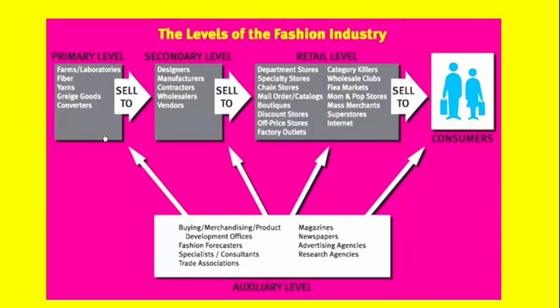And that's when we introduce the auxiliary level. So buyers, merchandisers, product developers would deal with contractors, wholesalers, and vendors in identifying merchandise to sell in the retail stores. And then at the bottom in the auxiliary level, we have fashion forecasting, and then all the things related to advertising and promoting the product. And that's extremely important because we need to communicate with consumers so they know what retailers have to offer, what different sales and promotions they're offering, and that occurs through advertising and promotion.